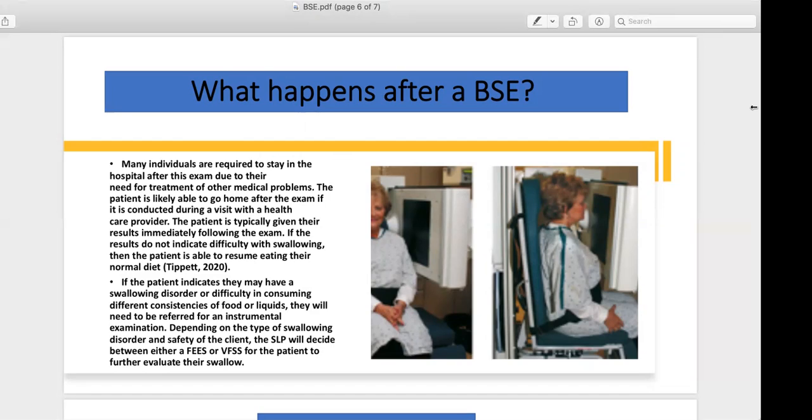If the results indicate that the patient may have a swallowing disorder or difficulty consuming different consistencies of foods or liquid, they will need to be referred for an instrumental examination. Depending on the swallowing difficulties and the condition of the client, the SLP will decide if the patient is eligible for a videofluoroscopic swallow study or a FEES examination to further evaluate their swallow.